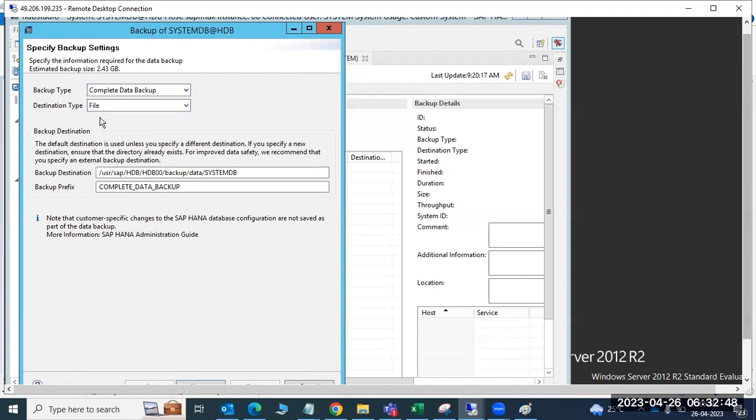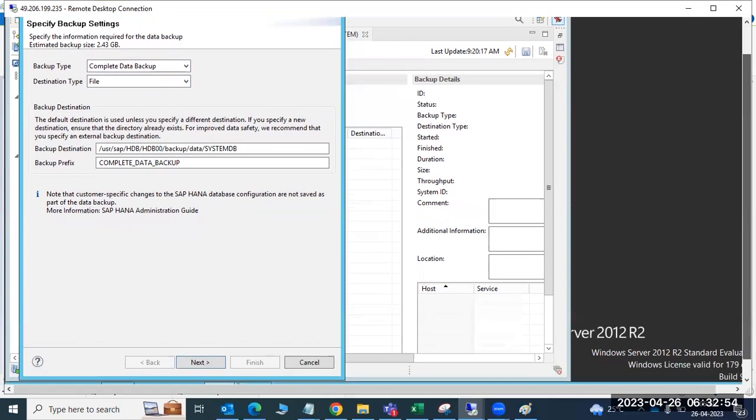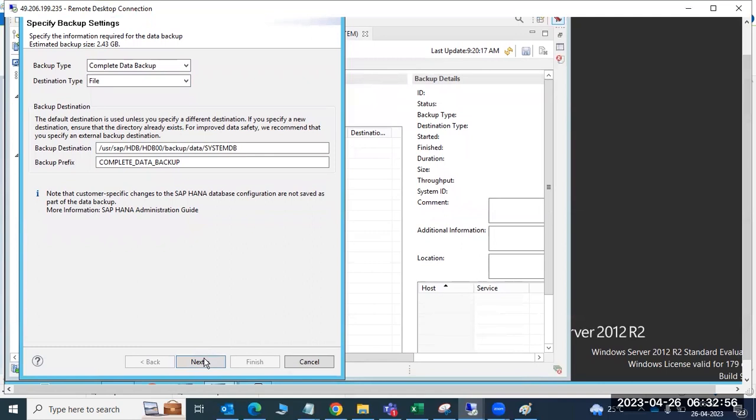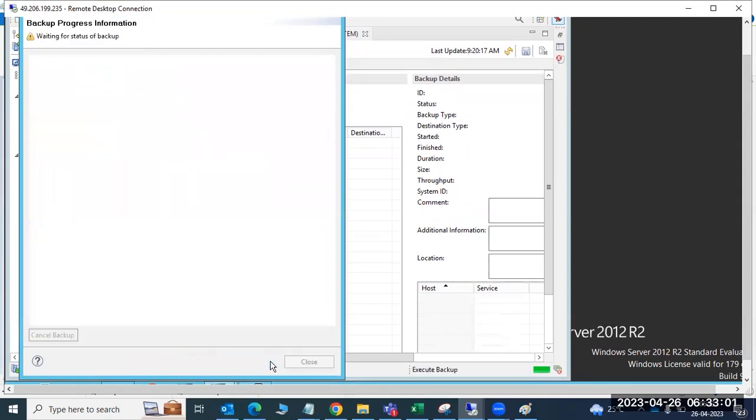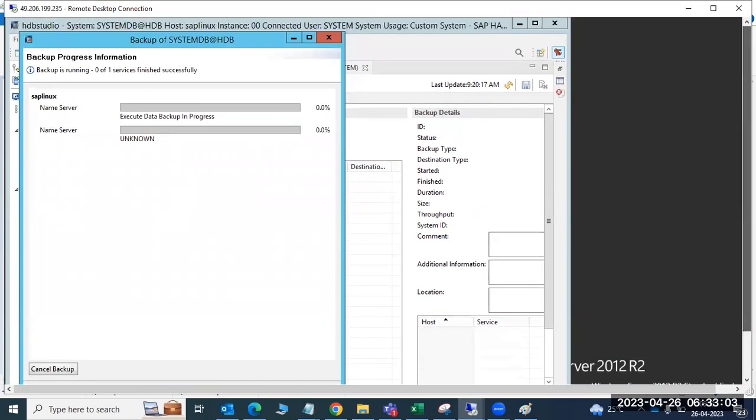So how many ways can we take the backup here? Suppose complete data backup. Complete data backup means full data backup, so the entire data will be backed up. I'm taking the backup now. Okay, I initiated the backup. See here, the backup is running now. I am taking the backup of the system database.